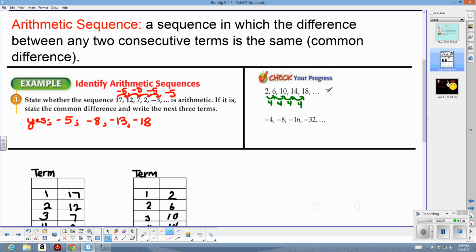So this one is, yes, it's arithmetic. The common difference, or what it's changing by, is 4. And since it is increasing by 4, it's positive 4. And then the next 3 terms, if I increase 18 by 4, I get 22. Then increase it by 4 more, and I get 26. And then by 4 more, and we get 30.